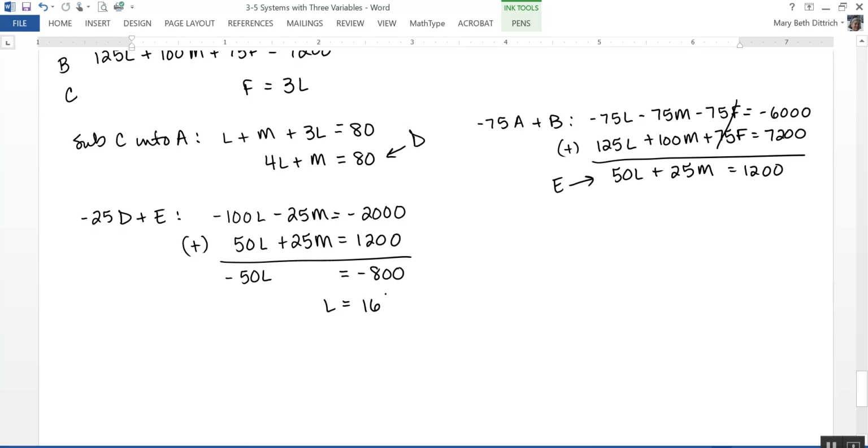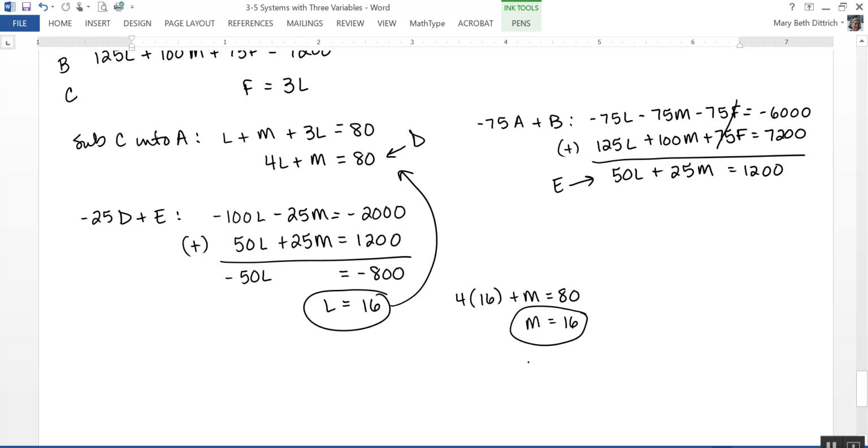Let's substitute that into equation D up here. So that's going to give me 4 times 16 plus M equals 80, or M is equal to 16. And let's take both of those, and I'm going to substitute that into A. A was my cool equation that basically said L plus M plus F is equal to 80. So F is equal to 48.